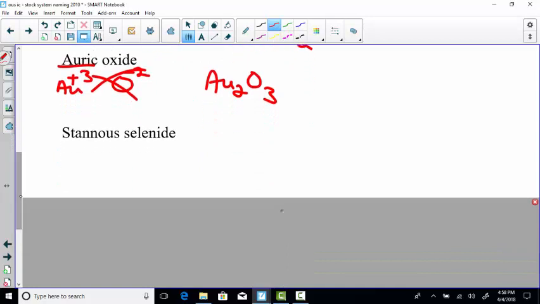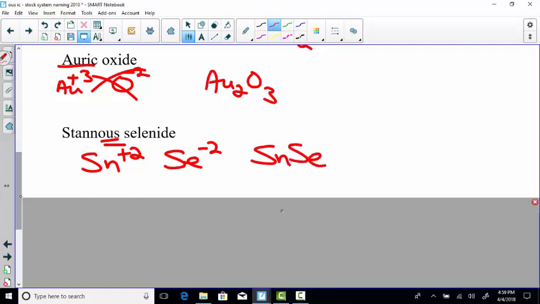Okay, stannous. This is tin. Tin is atomic number 50, and tin can be a +2 or a +4. But again, if you don't know, look on the right side of your polyatomic ion sheet. That will tell you that tin is a +2, selenide is a -2, so this just becomes SnSe. So, work through your next worksheets.